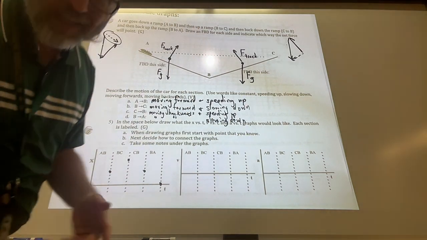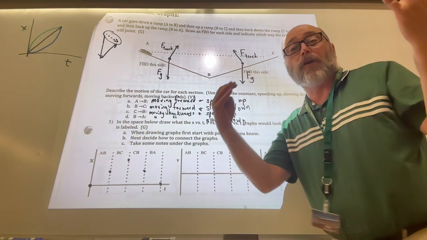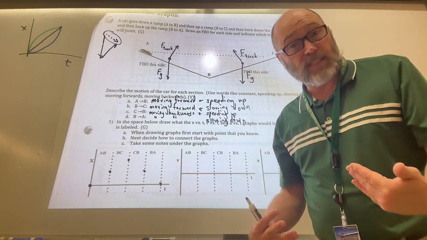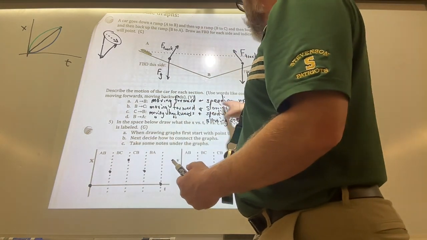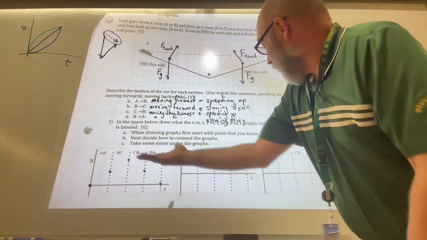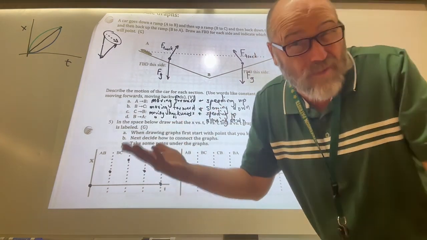Well, the linear one means for each time interval, I'm going up the same distance. What am I doing? I'm going at a constant speed. Oh, A to B. Oh, wait, I'm speeding up. Oh, I don't want it to be a line because I'm not moving at a constant speed. Does that make sense? Hopefully that does.